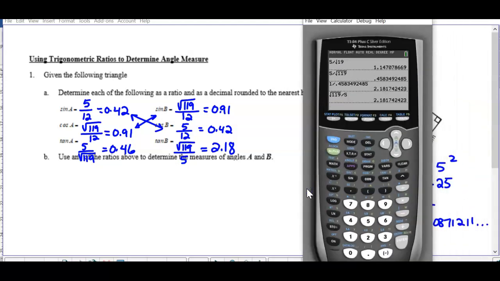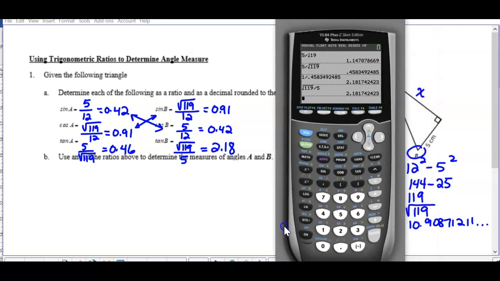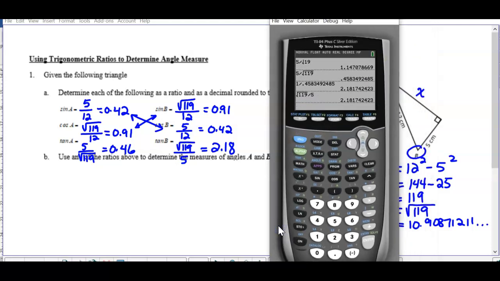Use any of the ratios above to determine the measures of angles A and B. It doesn't matter which one you do. So I'm just going to use sine of A equals 5 over 12. I'm not going to use the decimal form because it's rounded. So now A, remember, is inverse sine of 5 over 12. So on my calculator, now I go second sine 5 divided by 12.